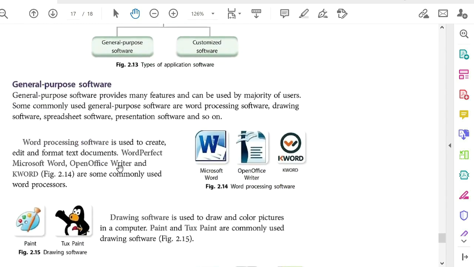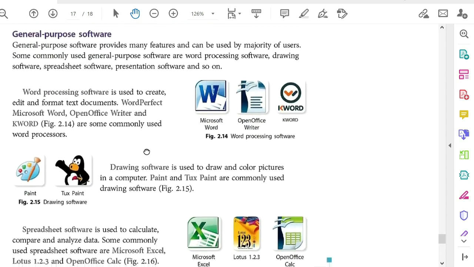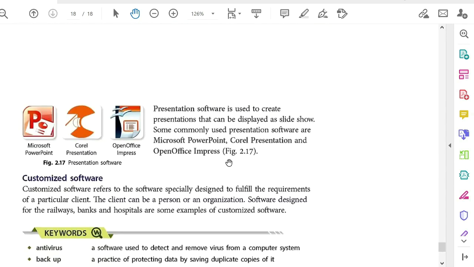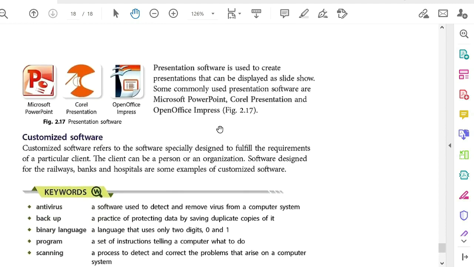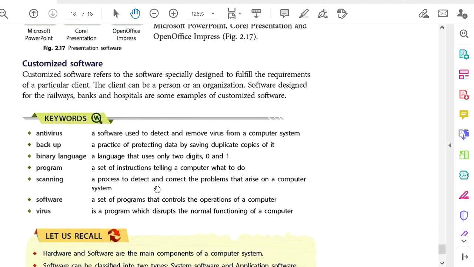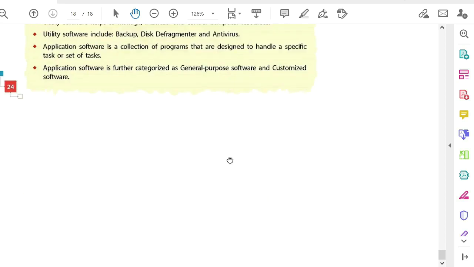General purpose software means software which is used by general people: word processing software, drawing software, spreadsheet software, presentation software, and many others. And customized software is specially designed for a particular person or a type of person. Examples are given, and here also you have to read all the examples of general purpose application software. Then keywords are very important. Let us recall for revision and then the exercise.